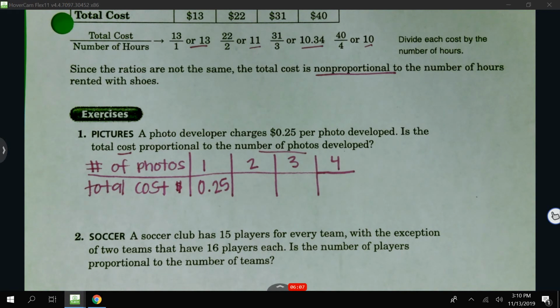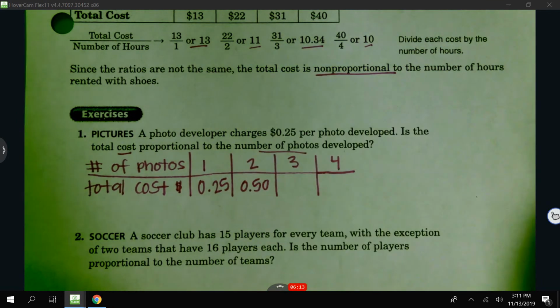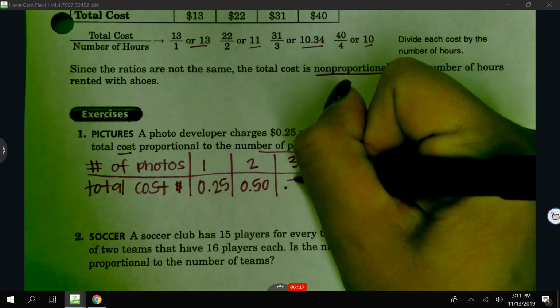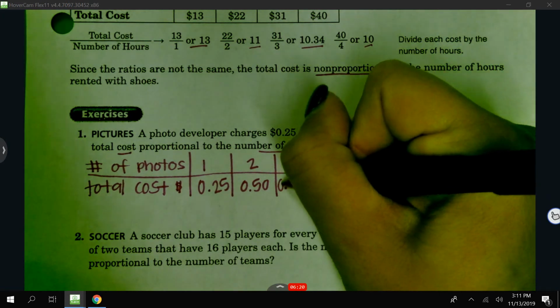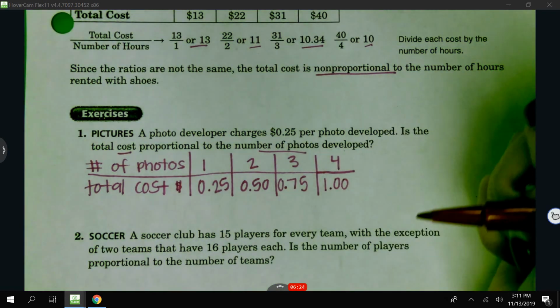So if one photo is 25 cents, how much is 2 photos? You're adding 25 cents to it, so that would be 50 cents. 3 photos, 25 cents plus 50, that would be 75 cents. And then 4 photos would be $1.